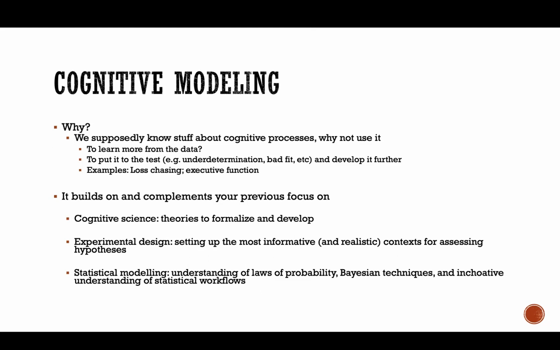And I think I gave you the loss chasing example, it's the gambling example, I'm not going to take it again. And what we're going to do, we'll build a lot on your previous focus on cognitive science, which will give us theories to formalize and build upon. Experimental design, because experimental designs are already some kind of formalization of cognitive theories, and they help us design different ways in which our algorithm, our formalized model, can play in this task, and therefore set up the most informative context for assessing our hypothesis.